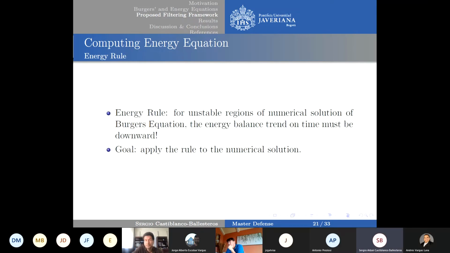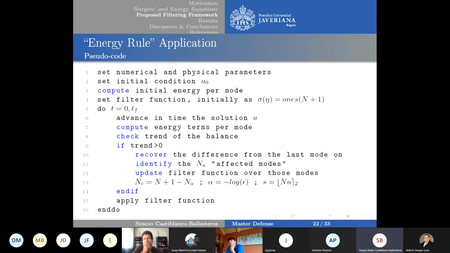Okay, so the result of this analysis is what we call the energy rule, which is that for unstable regions, the energy balance trend must be downward. And the goal is to force this rule over the solution through filtering, adaptively over time. To do that, this pseudocode shows how. Blue steps are additional steps to a classical solver.